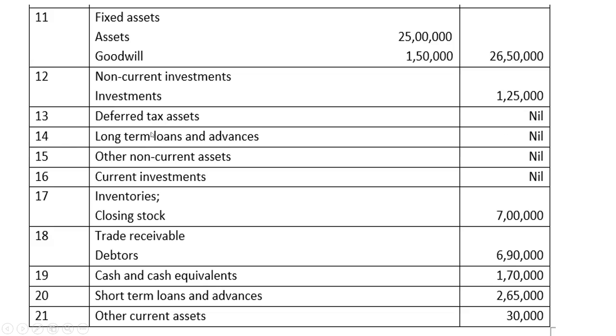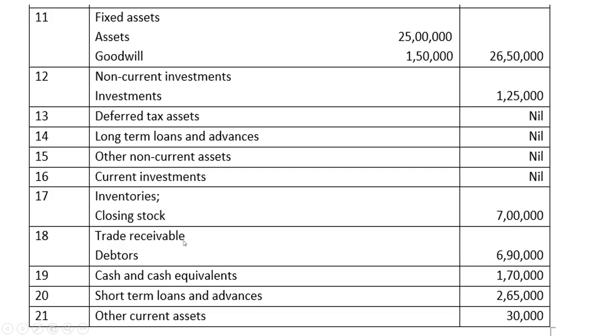Note number 14 long-term loans and advances, nil. Note number 15 other non-current assets, that is also nil. And note number 16 current investments, nil. And note number 17 inventories. Here we take the closing stock, rupees 7 lakh.